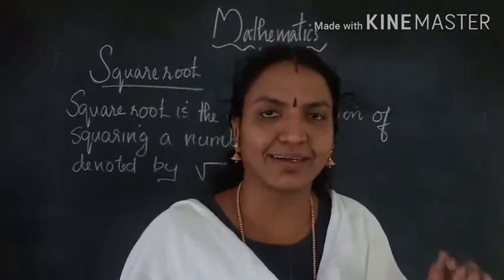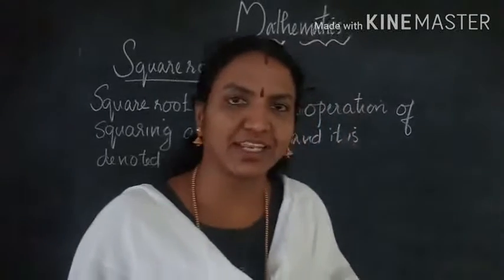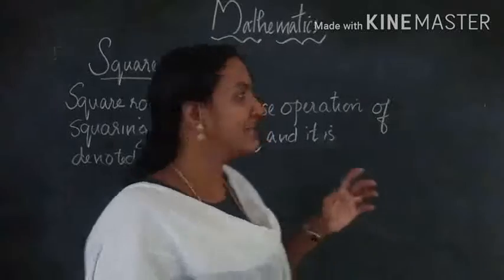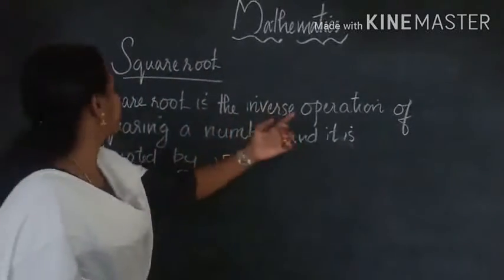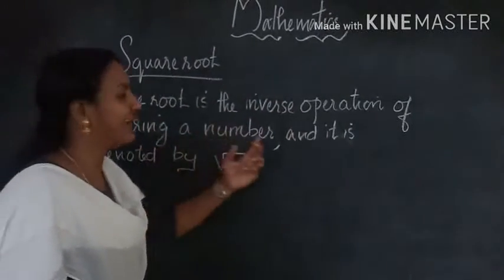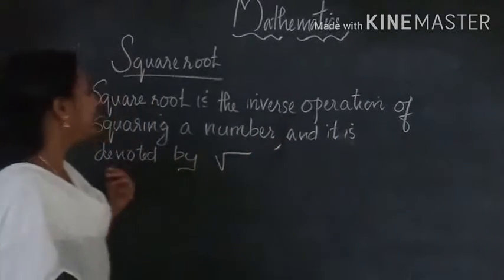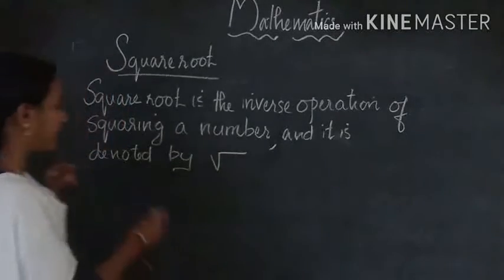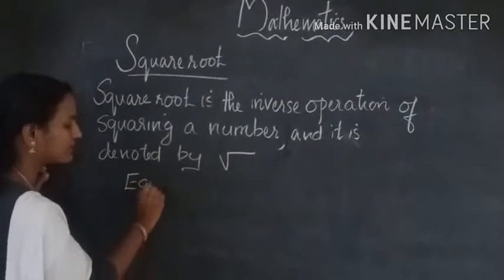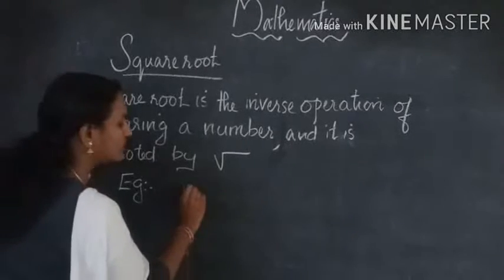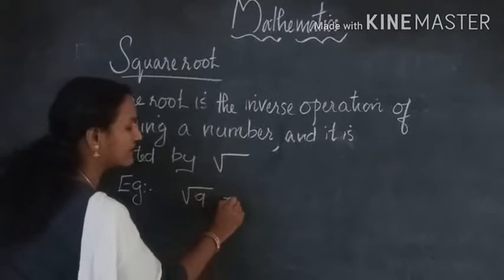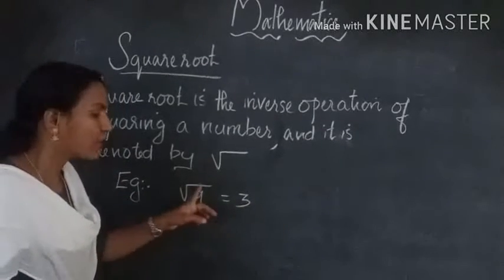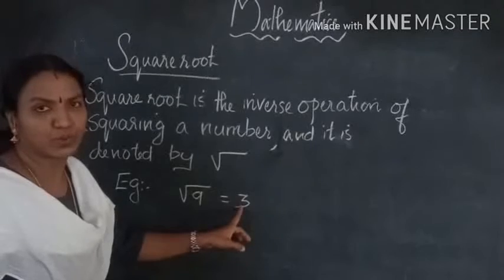You have already learned multiplication and division. Division is the inverse operation of multiplication. Likewise, square root is the inverse operation of squaring a number. And it is denoted by the square root symbol. For example, root 9 is equal to 3. It's read as square root of 9 is equal to 3.